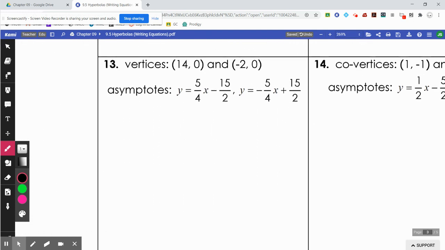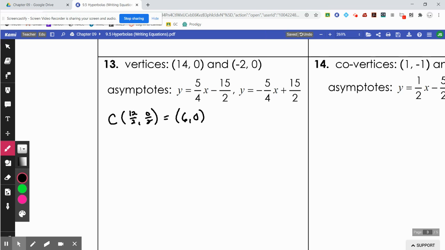Number 13 gives us vertices. The vertices are located at (14, 0) and (-2, 0). To find the center, again, we're going to add them and divide by 2. 14 and -2 is 12, divided by 2. 0 and 0 is 0, divided by 2. So therefore, our center is at (6, 0).